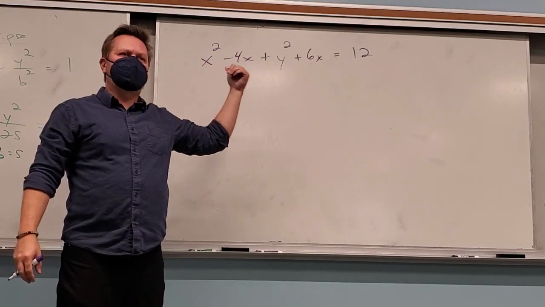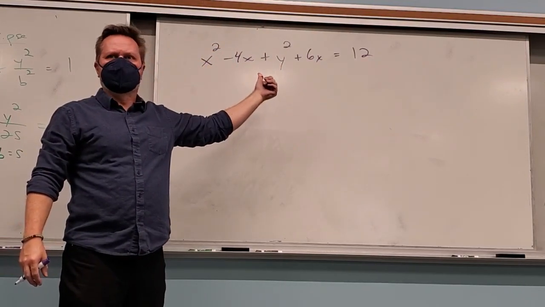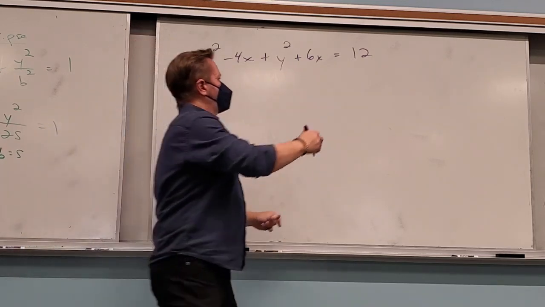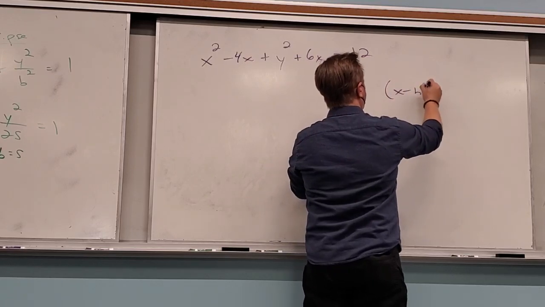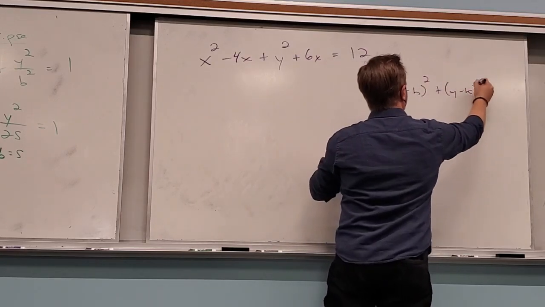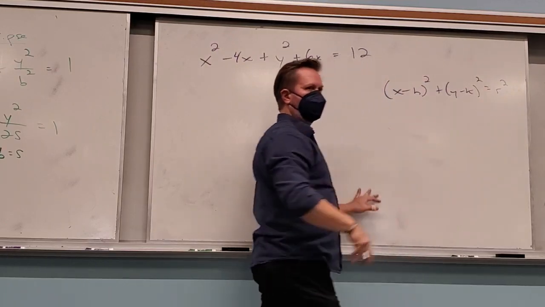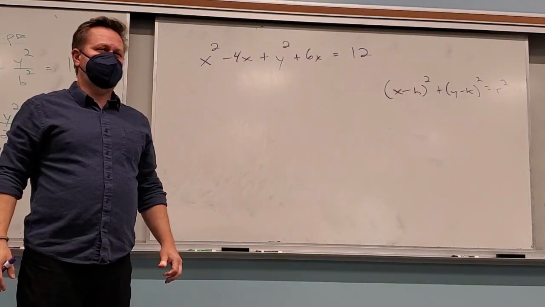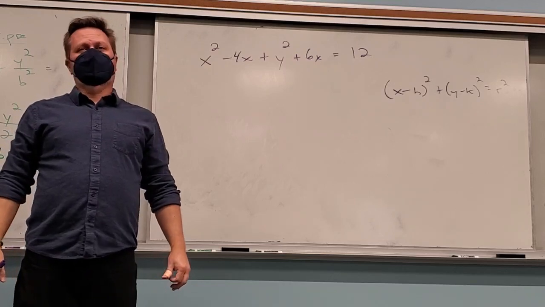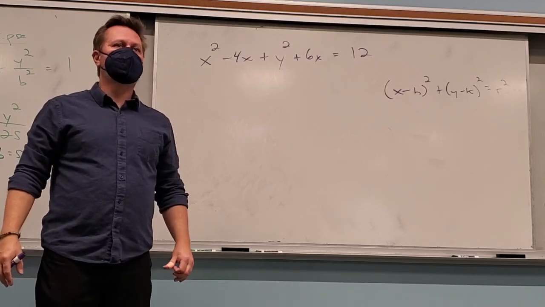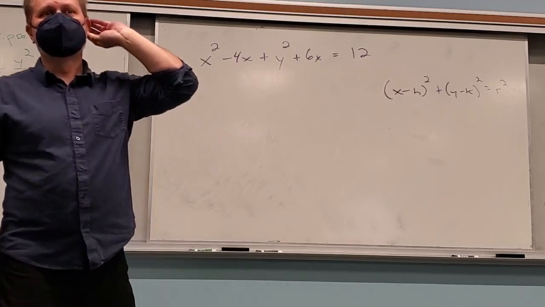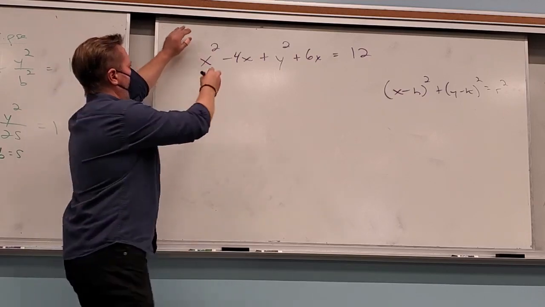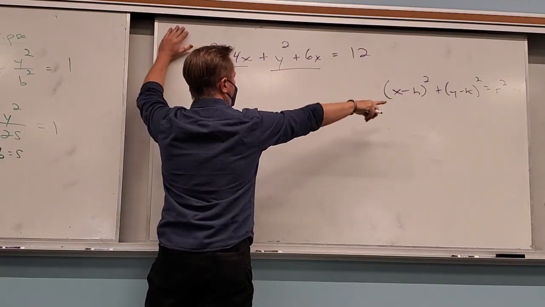Can you tell me where the center is in this form? Nope. What form does it have to be in? So there's the equation of a circle. Remember H and K from parabolas? Maybe? And you're all like, dude, that's more than a week ago. I know a different H and K. Okay. So what do I have to do to make this look like that?